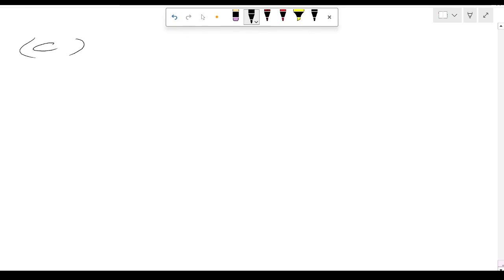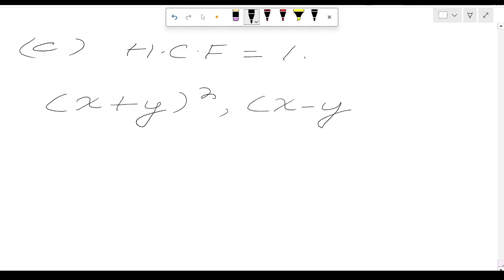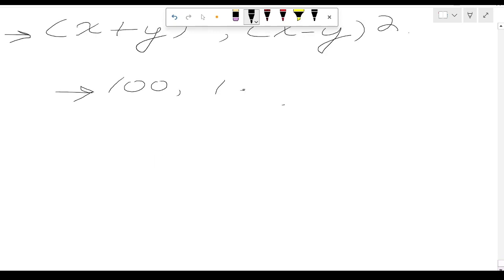It says that we need to write any 2 polynomials of our choice having the HCF as 1. So we're going to write any 2 polynomials whose HCF is 1. So we can say that x plus y whole square, comma x minus y whole square, or even we can say 100, comma 1. So these are 2 polynomials having the HCF as 1. Why? Because they aren't related to each other. They can't be divisible by a single number. So this is the answer. You can write any polynomial of your choice.